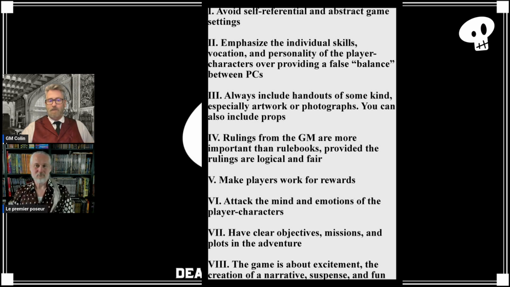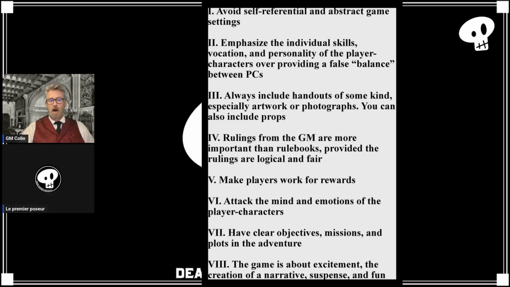You probably haven't seen these before, because there's a lot of stuff out there, people talking about this, talking about that. But for instance, number one: if you are going to run a campaign, let's say it's Dungeons and Dragons, and you're sitting down at session 0, telling your players what you're going to do, please avoid self-referential and abstract game settings. Now, what does Colin mean by that?